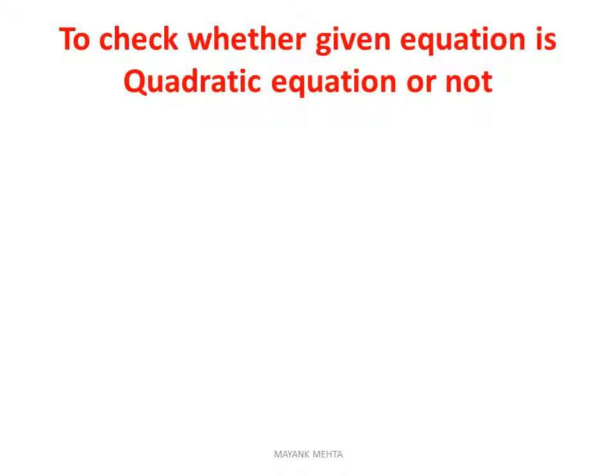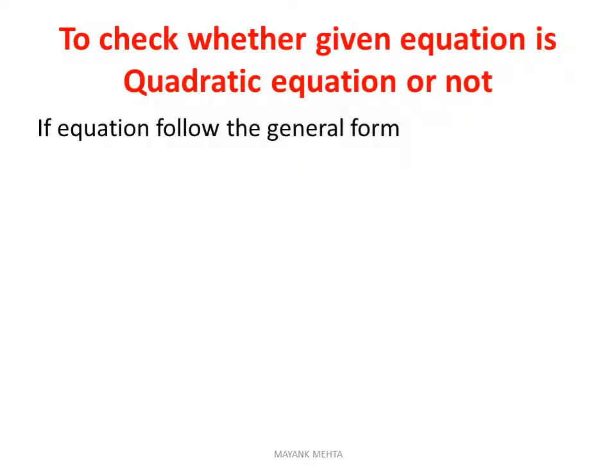So if you have been given any equation and you want to check whether it is a quadratic equation or not, first you will need to know the general form of a quadratic equation. General form is ax square plus bx plus c. Remember this thing, a should not be 0, because a is the coefficient of x square, and if an x square term is there, then only that equation is a quadratic equation.